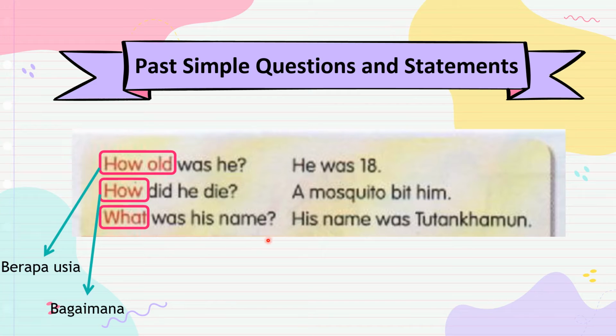Okay, next, let's look at the third one. What was his name? Pay attention to the word what. The meaning of what is apa. What was his name? Apa nama beliau? Apa namanya? Apa nama dia? His name was Tutankhamun. Namanya ialah Tutankhamun. So remember, how old, berapa usia. How, bagaimana. What, apa.